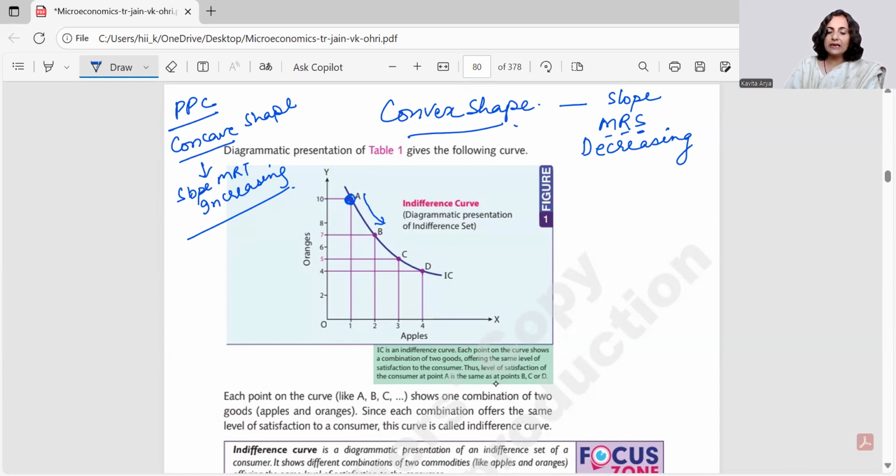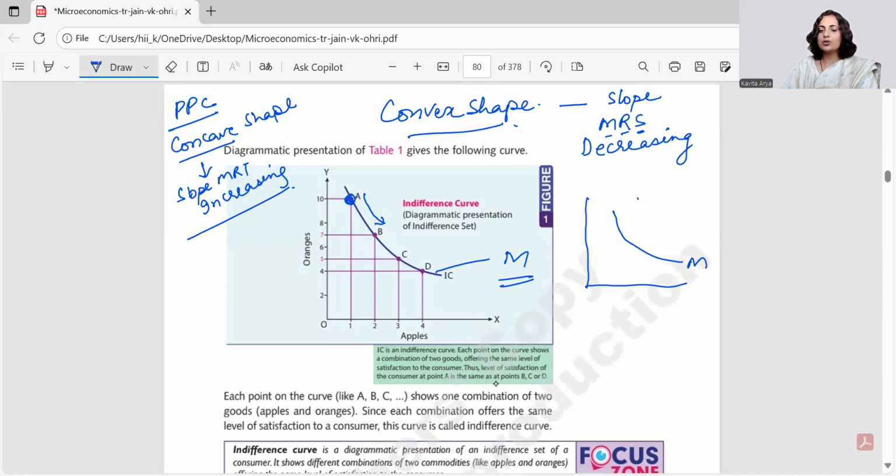And when these lie on one single curve, it means all of these can be bought by the consumer with his present money income M. Just something extra: if he gets more income, his IC would shift to the right. And if he has less than this income, his IC would shift down, towards the left. So the most important thing out of this diagram is, how do you say that the slope is decreasing?